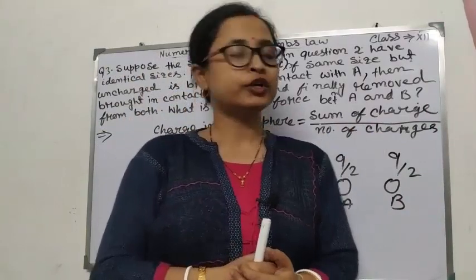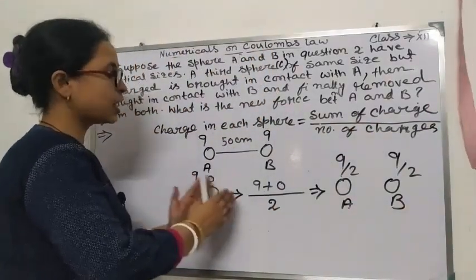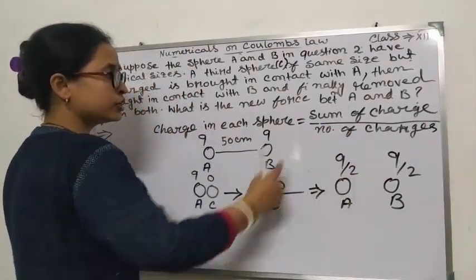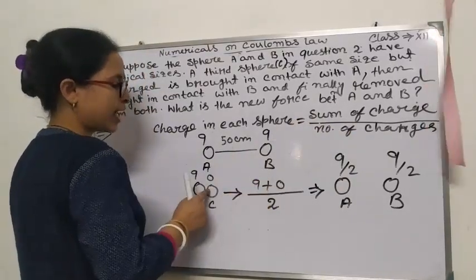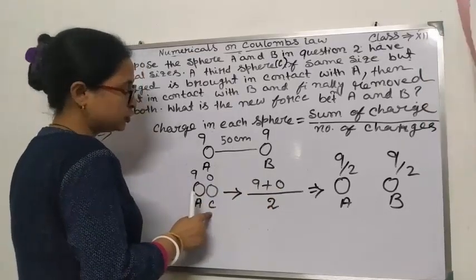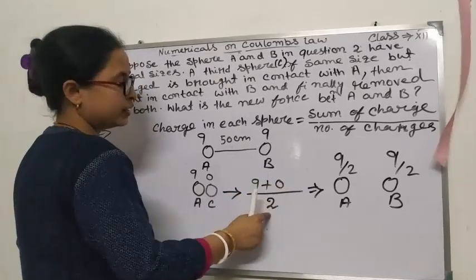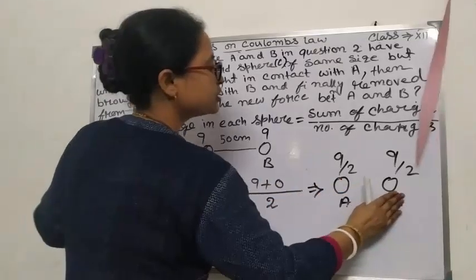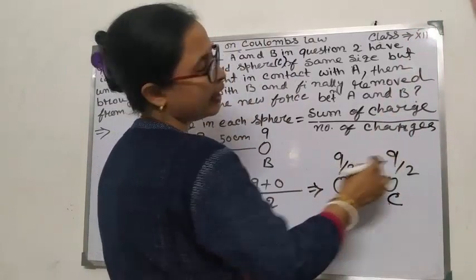We have learned this already. We bring these two spheres close, and the charge gets distributed between them. What is the formula for this? You have to add all the charges, that means Q plus 0, as sphere C doesn't have any charge, that's why I put 0 here. So Q plus 0, divided by 2, is Q by 2. After separation, A and C both have charge Q by 2.